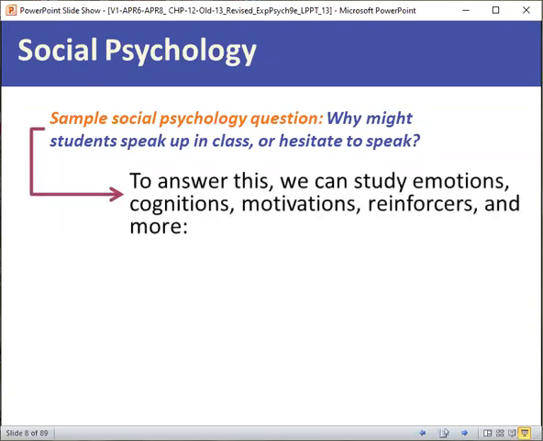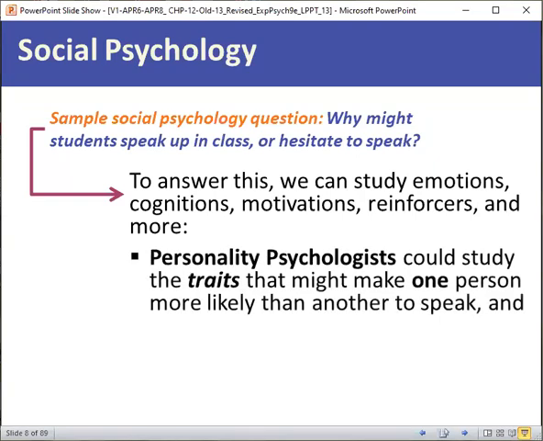To answer this, we can study emotions, cognitions, motivations or reinforcers, all the things that we've covered so far in this course. We can look at these things to describe why a person may or may not speak up in class. Are they reinforced, for example? Do they have the motivation to do so, and things of that nature?